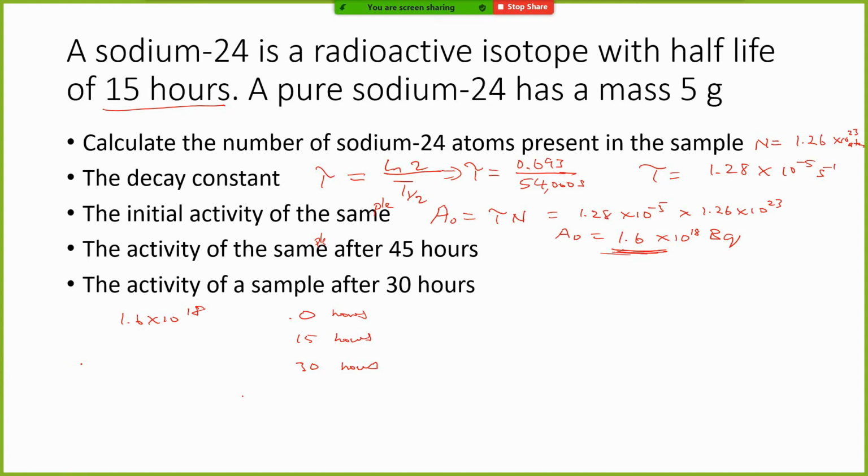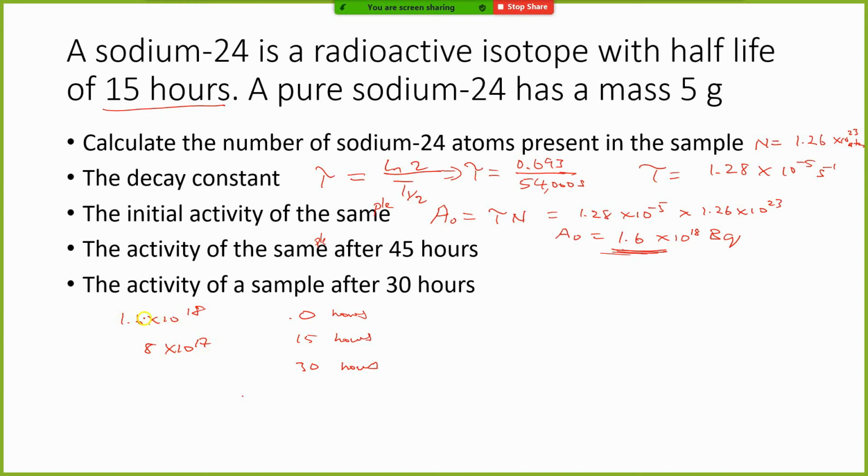Because what you have to understand is, when you say the initial activity, that is when no time has lapsed as yet. You understand? It hasn't started decaying as yet. As soon as you start the time and you reach 15 hours, that is when you would record your first half-life, which is half of the initial amount, which in this case is going to be 8 times 10 to the 17.